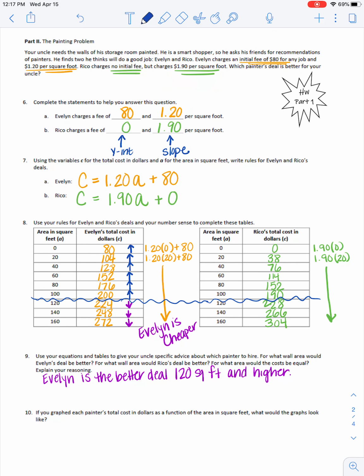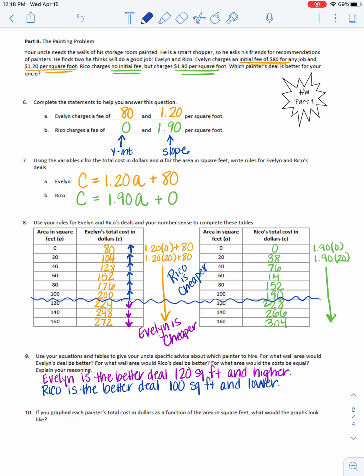Okay. And if we look back at our table, anything above this little squiggly line in the table, so anything 100 or less, is where Rico is cheaper. So Rico is cheaper above this little squiggly line. Okay, so Rico is the better deal at 100 square feet and lower.